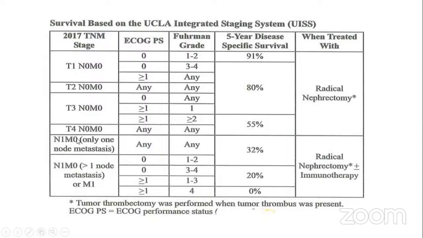If the patient has only 1 lymph node with any ECOG or any grade, the survival is 32%, and the management is radical nephrectomy plus or minus immunotherapy. The nephrectomy, if there is thrombus, we will do thrombectomy, performed when the tumor thrombus is present. And N1 with M0 or M1, that's, for example, 0 and grade 1 to 2, 32% 5-year survival, and management is radical nephrectomy.